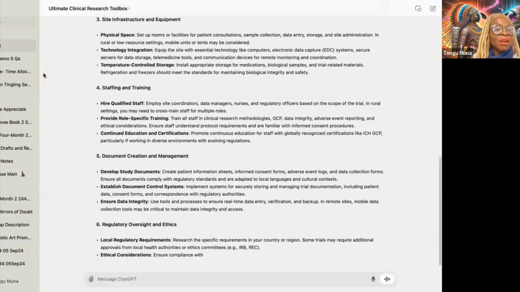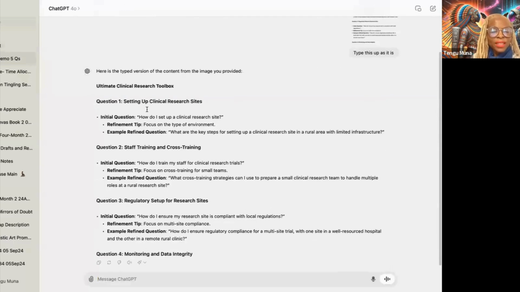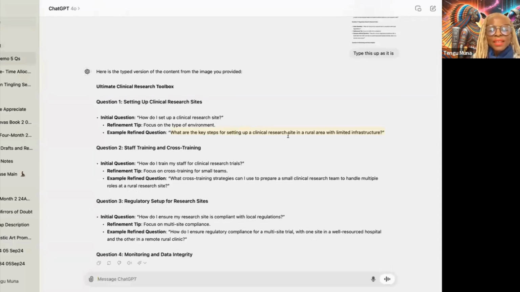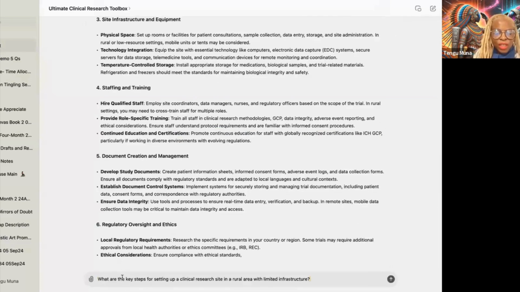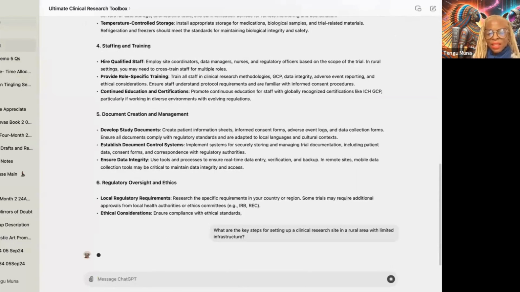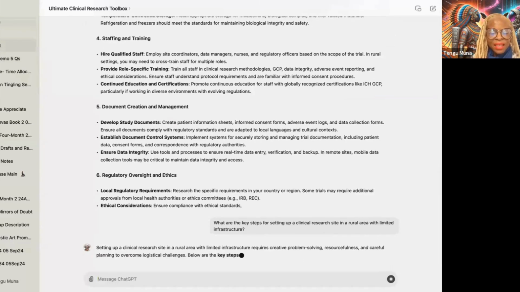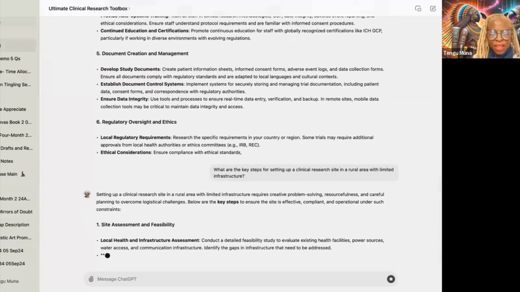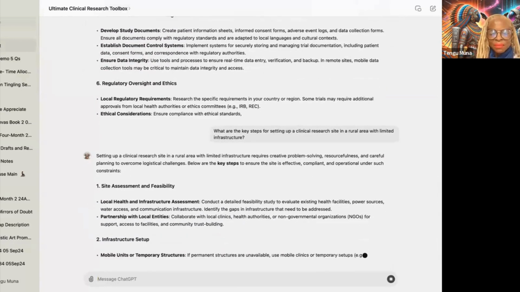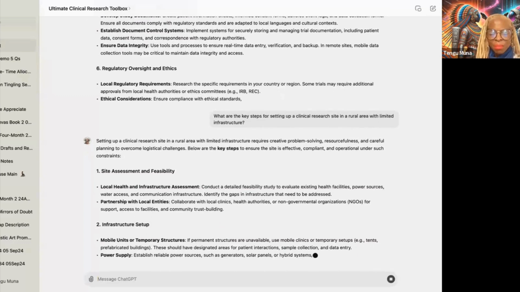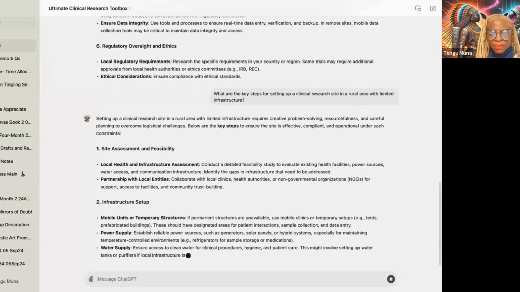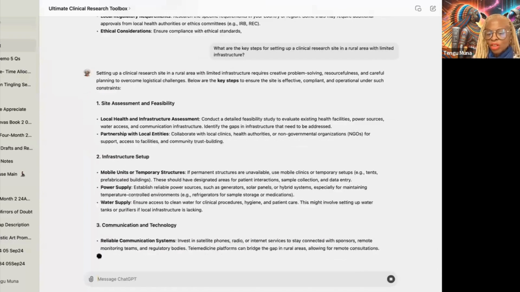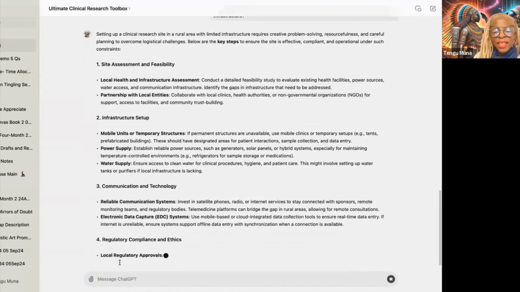Then let us move on to the next part, which is: what are the key steps for setting up a clinical research site in a rural area with limited infrastructure? Let's see how we can do that. So we type that in, and then it tells us the key steps: site assessment and feasibility, infrastructure setup, communication and technology, and all the points that are in there.